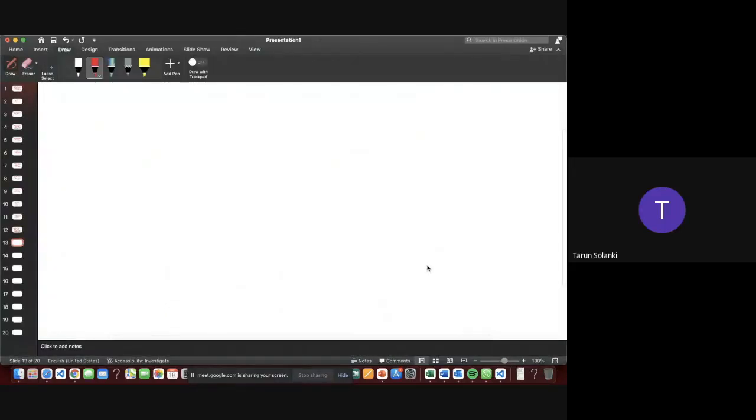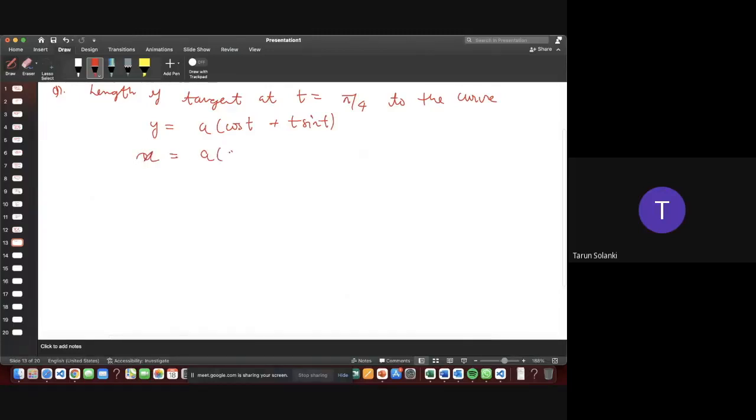So now, taking the next question: find the length of tangent at t equals pi by 4 to the curve y equals a (cos t plus t sin t), x equals a (sin t minus cos t), where a is greater than 0. Okay, so solving.